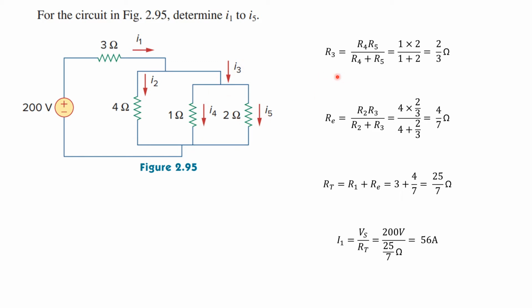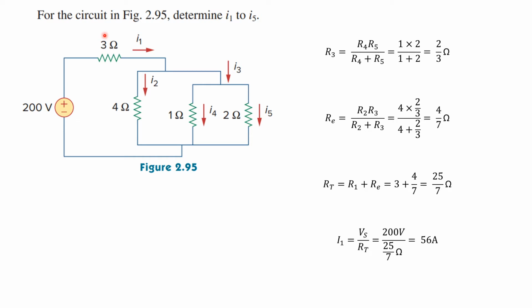Let's let R3 be the total resistance of R4 and R5, and we can get it as 2/3 ohms. Similarly, R2 is parallel with R3. Then let's let RE be the total resistance of these resistors, which is 4/7 ohms.